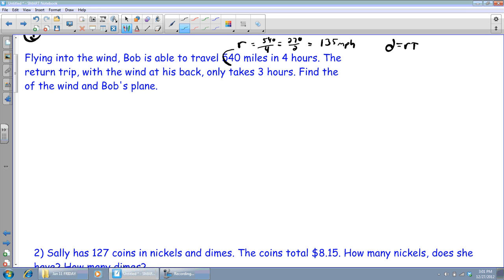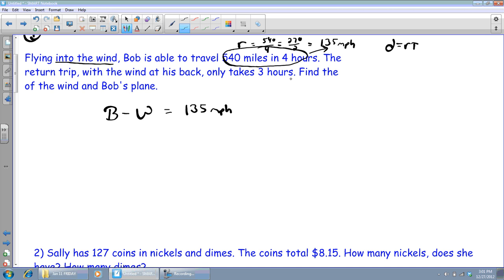540 divided by 4. Okay, that is all from right here, and that's into the wind. So my first equation, Bob flying into the wind: you're going to have Bob's speed, and then you're going to subtract the wind because it's slowing him down. He's going to be traveling at 135 miles per hour. Now, I didn't even finish reading it, but because I saw a distance and a time, I immediately went to distance equals rate times time.